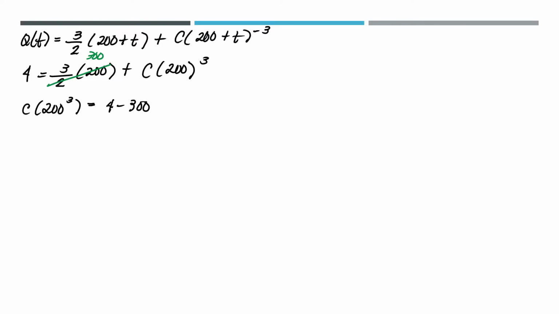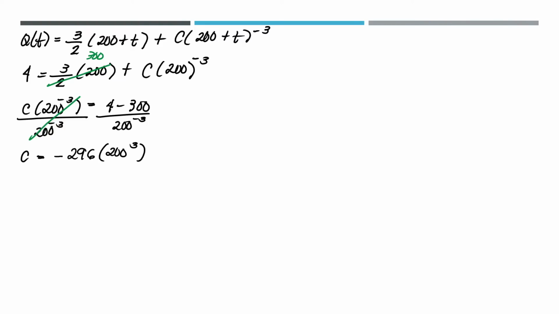Tama ba? So, lipat si 300 sa kabila. Yes, no, tama. So, divide both sides by 200 cube. Sorry, 200 raised to negative 3 rather. Ayan. So we have C. Okay, cancel na to. So C is equal to 4 minus 300, that is negative 296 times 200 cube. Okay, without the calculator, this is the value of C. So, yan na yung pwede nating i-plug.